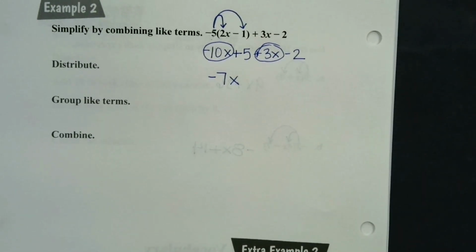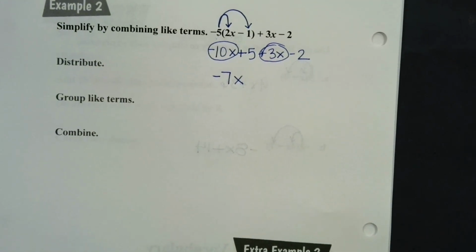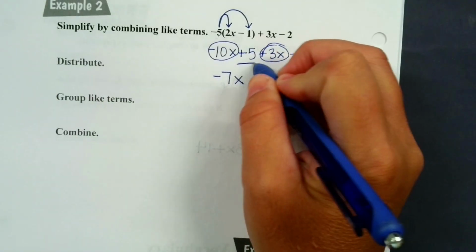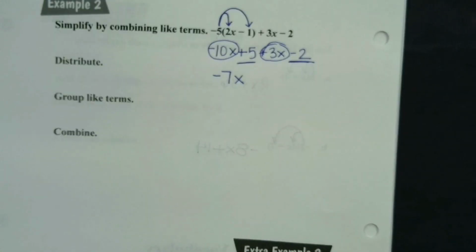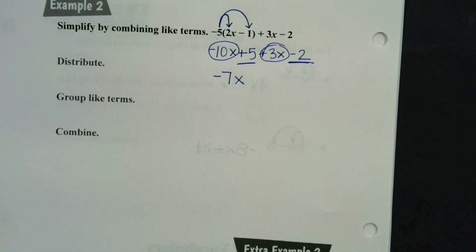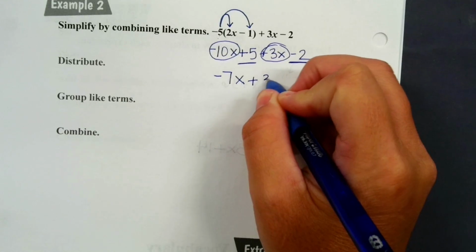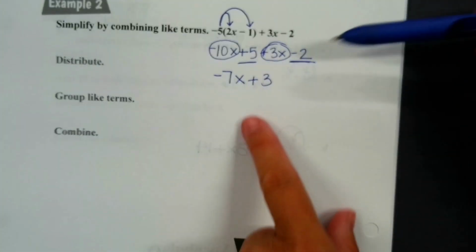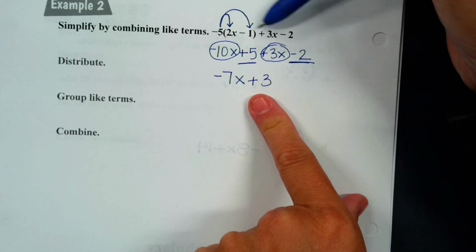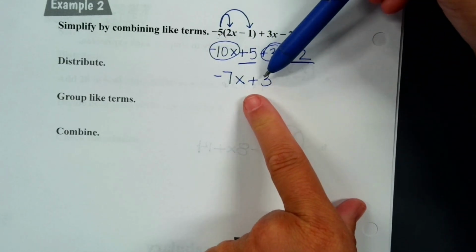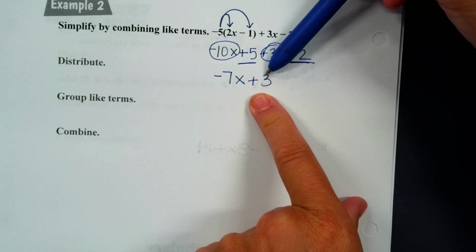Do you see anything else I can combine? Is there any other like terms? Yes, the 5 and the negative 2. I have a 5 and I have a negative 2. If I put that together, how much is that? Positive or negative 3? So positive 3. You just simplified that down. We did a distributive property. We then combined like terms. Now we have a simplified expression.